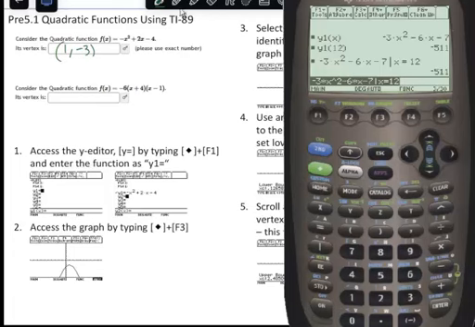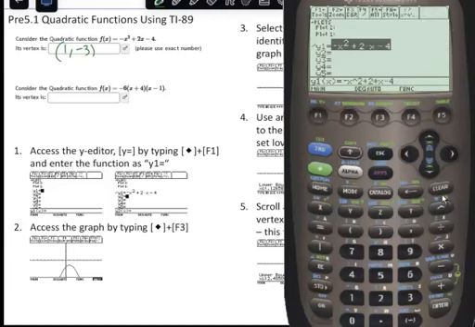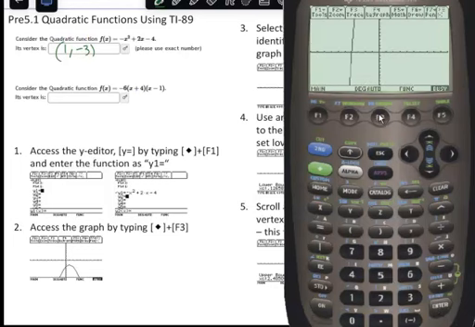So here, if I was doing this second problem, I go into my Y editor. Again, I'm going to just replace this here. So I have -6 times (x plus 4) times (x minus 1). So here it is in this form. Enter it. I can go to my graph. It'll sketch what I have.